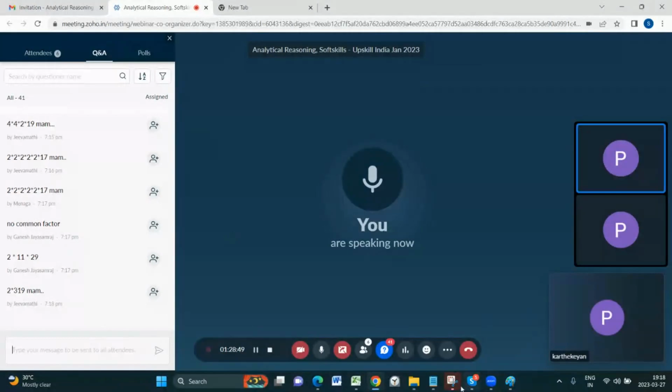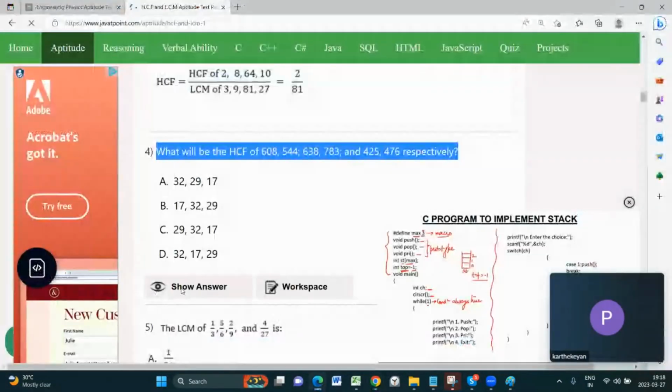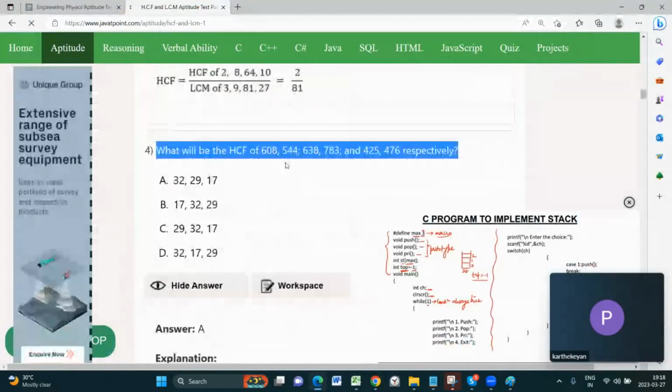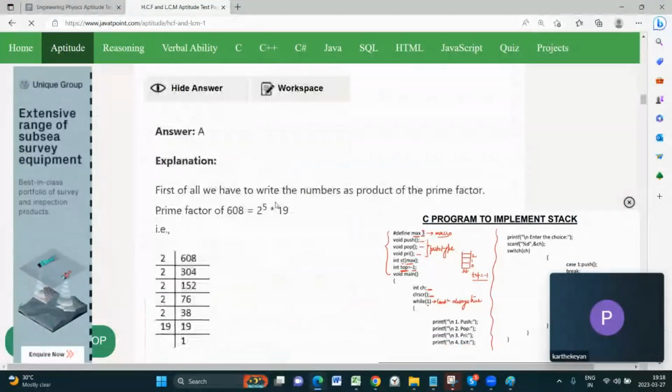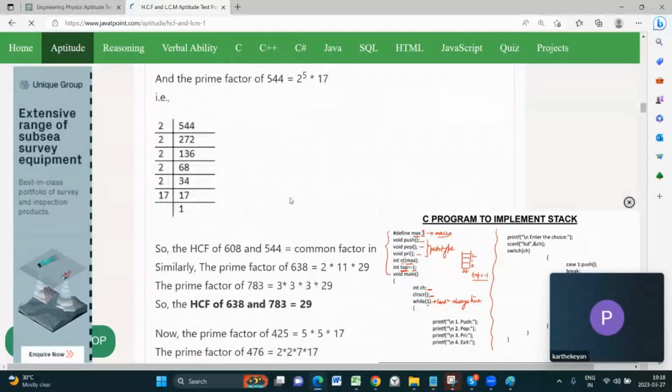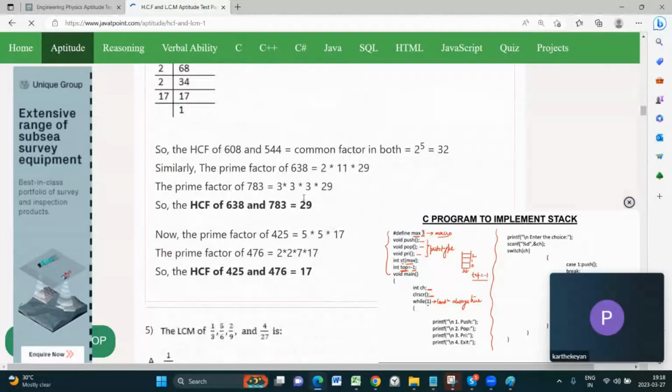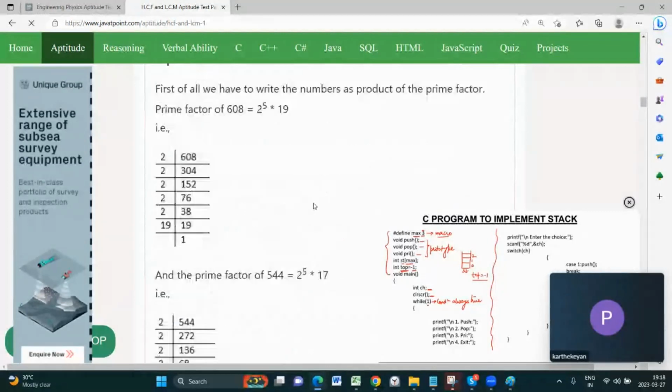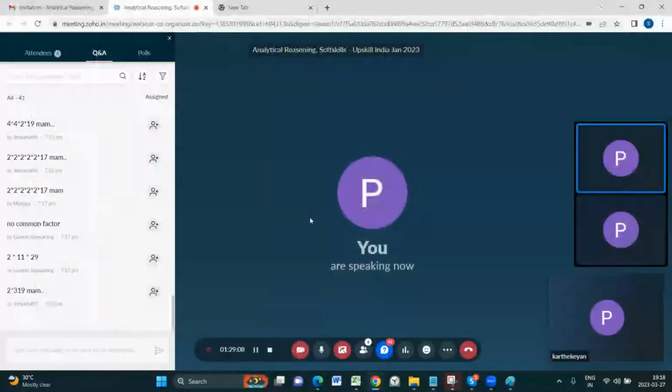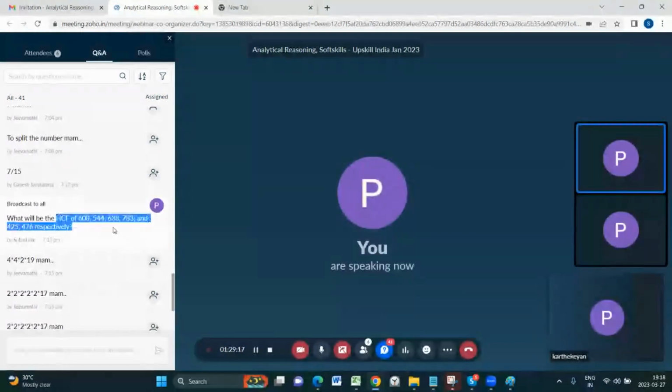Can we check the answer? There are common factors. So across all, there is no common factor. As Ganesh said, you are right. Across 608, 544, 638, 783, 425 and 476, there is no common factor. That is correct. Very good.